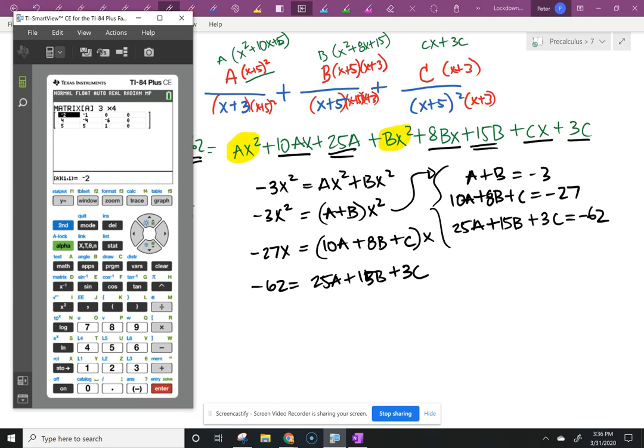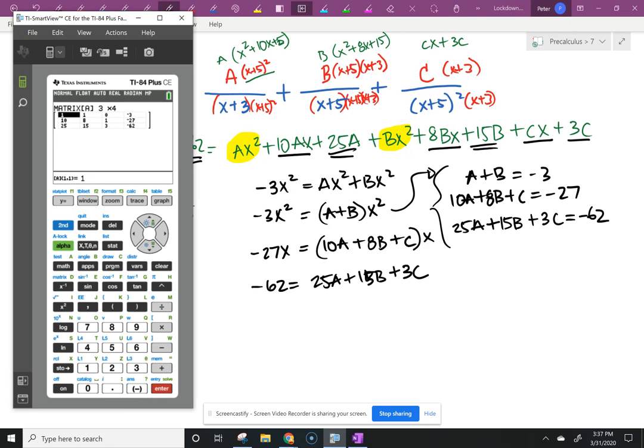And then I'm just going to put the numbers in: 1, 1, 0, negative 3. That's that first equation. Oop, notice I didn't get the negative 3, and I caught it. That's huge, because otherwise I'd be very sad. How about 10, 8, 1, negative 27, and I wish I had my glasses because my eyes are bad. And 25, 15, 3 is equal to negative 62.